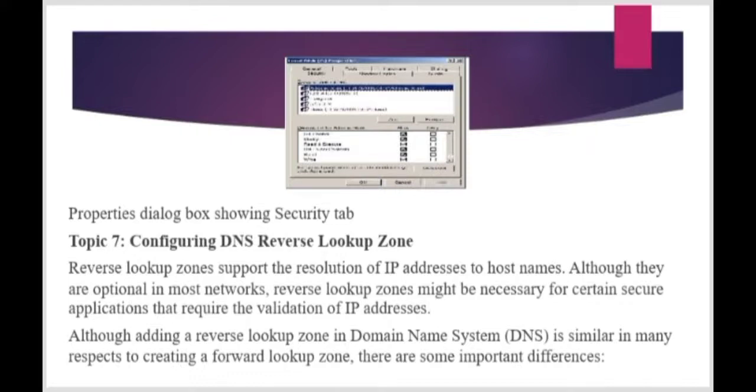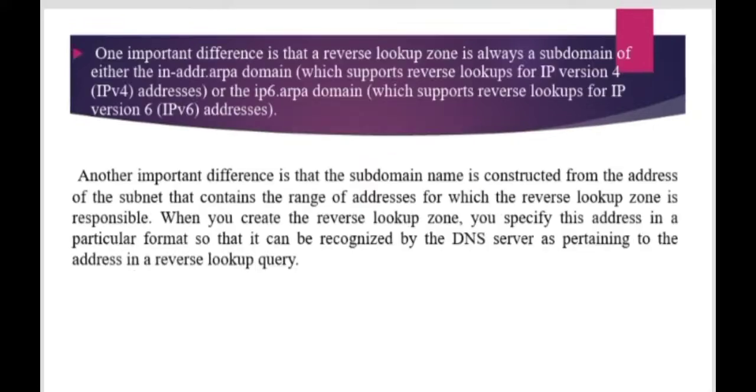Although adding a reverse lookup zone in the Domain Name System (DNS) is similar in many respects to creating a forward lookup zone, there are some important differences. Another important difference is that the subdomain name is constructed from the address of the subnet, which contains the range of addresses for which it is the reverse lookup zone. When you create a reverse lookup zone, you specify the address in a particular format so that it can be recognized by the DNS server as pertaining to reverse lookup queries.